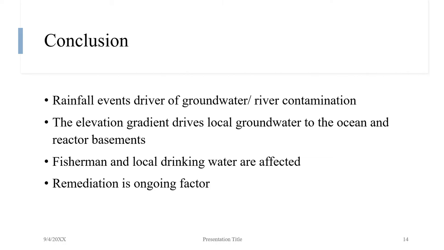So in conclusion, rainfall events are the drivers of the groundwater and river contamination. The elevation gradient drives local groundwaters to the ocean and reactor basements. And the societal impacts from specifically the groundwater contamination are on the fishermen, and local drinking waters are also being affected. And so there are various remediation efforts that are ongoing to this day, and there's still more that needs to be done.